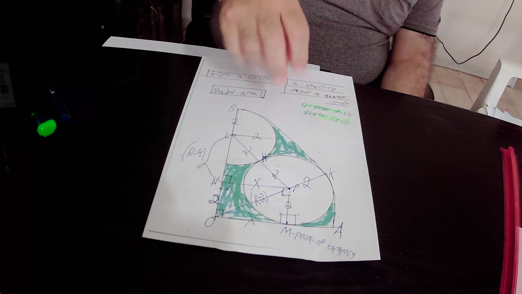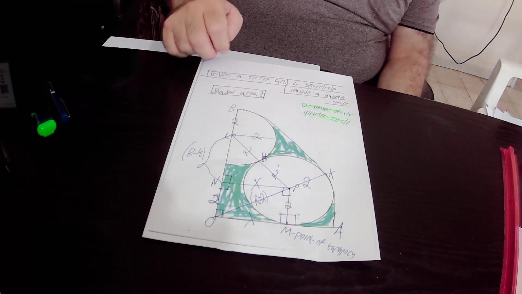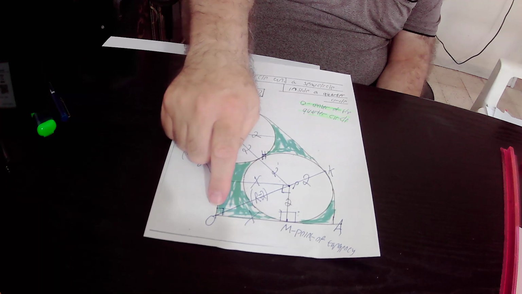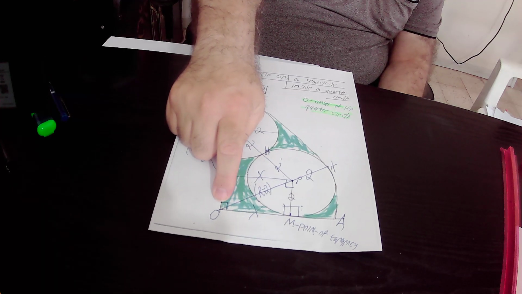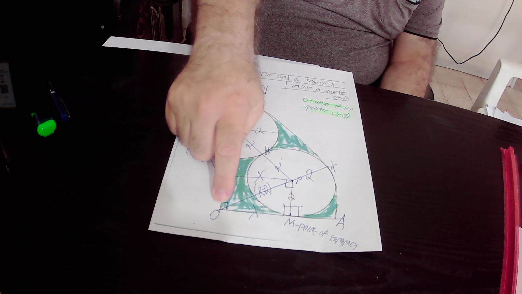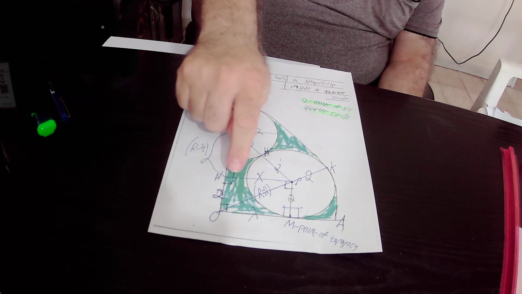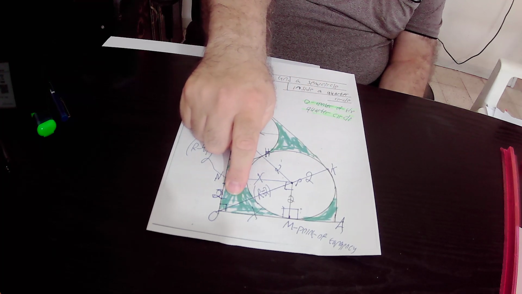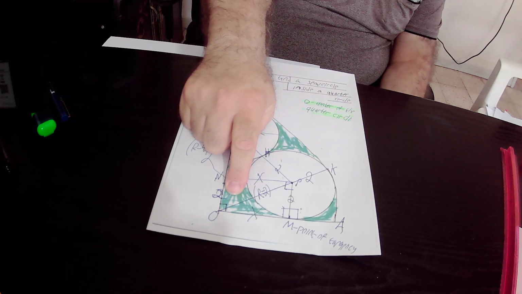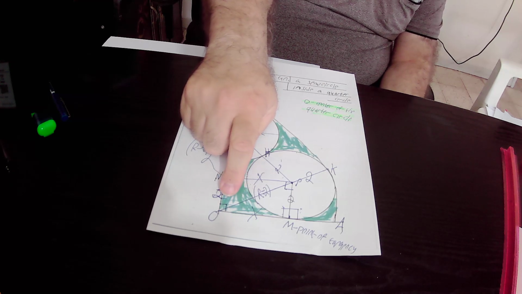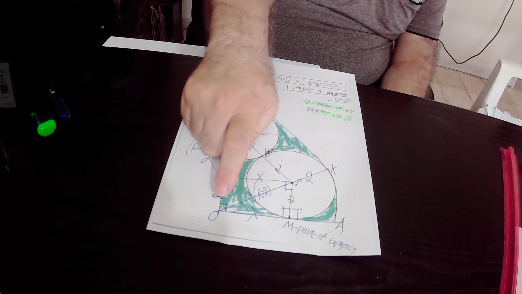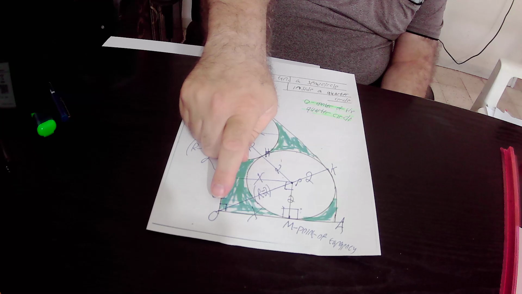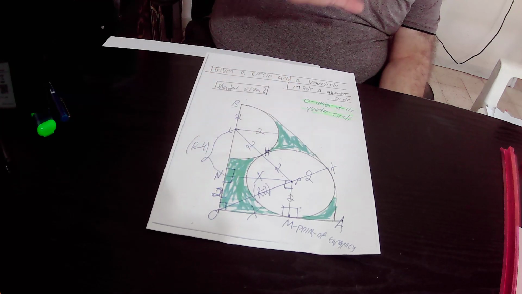Because this is a quarter circle, in any quarter circle this point will always be the center of the quarter circle, so point O is the center of the quarter circle, and this angle must be equal to 90 degrees. This angle is a right angle, and point O is the center of the quarter circle. It is true for any quarter circle.